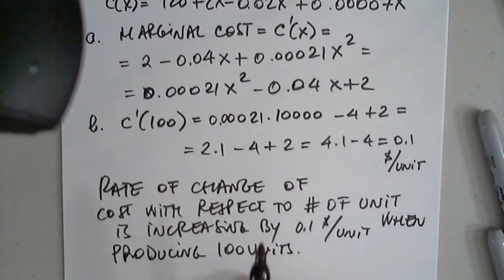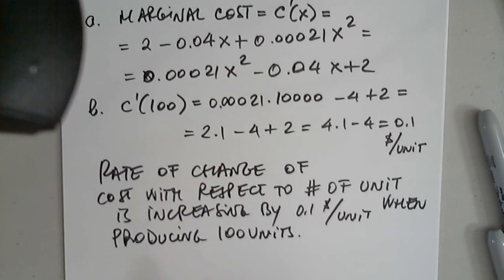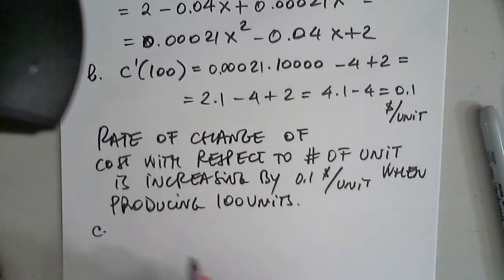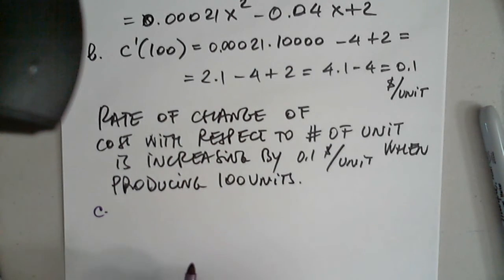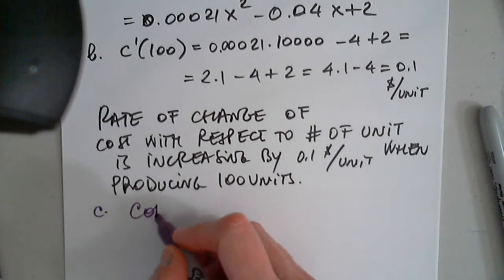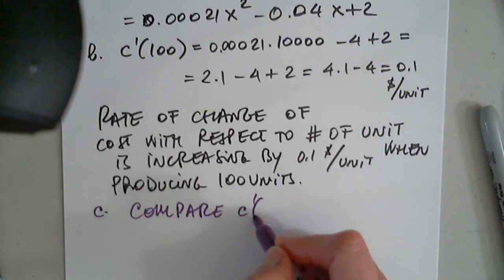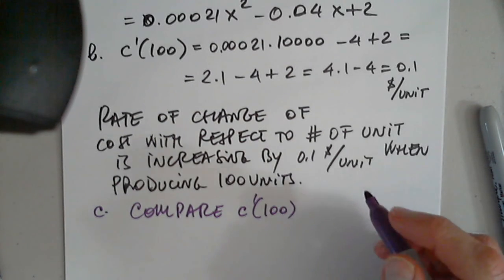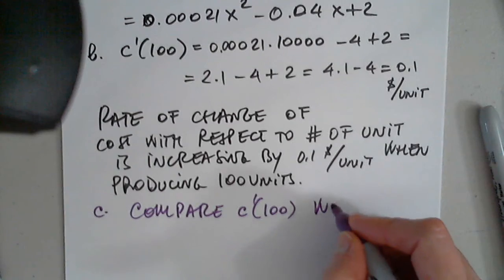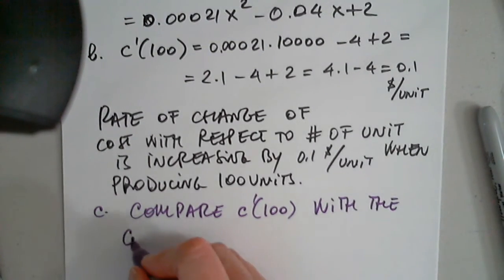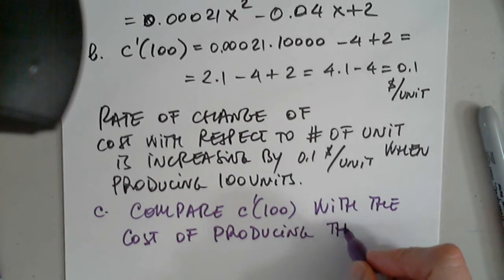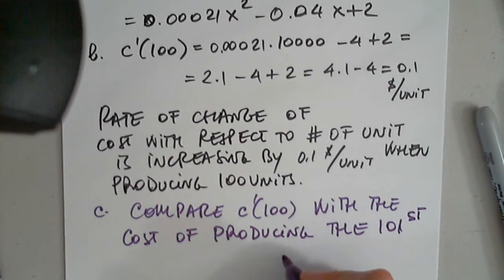Are my numbers correct, everyone? Well, you'll let me know. Okay, in part C, and this is what I wanted to get to. In part C, they're asking us to compare c prime of 100 with the cost of producing the 101st item.